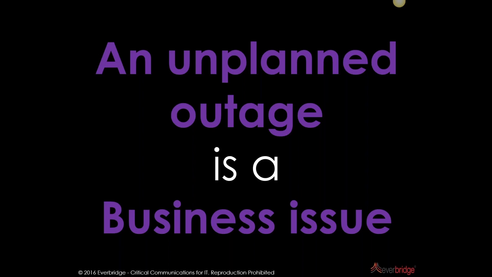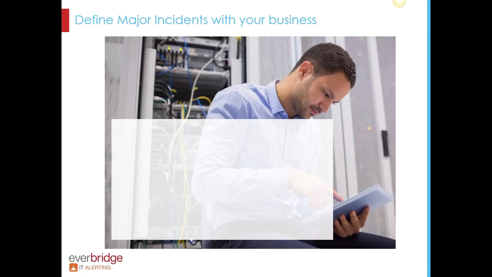So what do we want to do? What should we do when those unplanned outages which are impacting the business happen? The first thing you want to do is to define what a major incident is in the context of your organization, in the context of your business. So get with the business and agree with the business what those major incidents are.